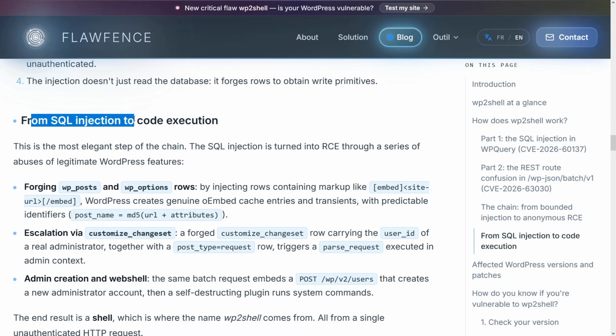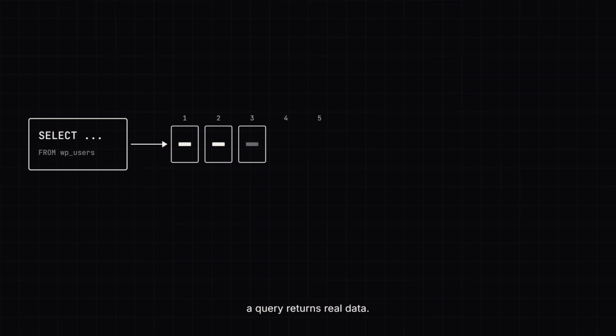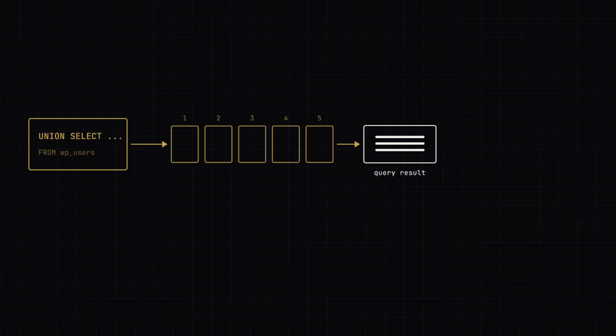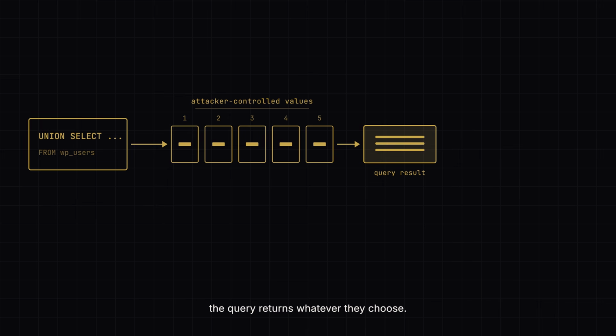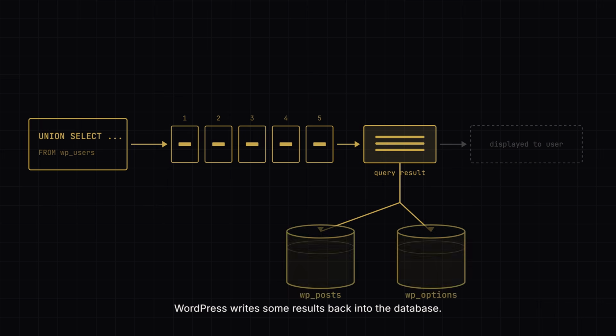Okay, so how did this SQL injection turn into code execution? And this is the most elegant step of the chain. Well, remember, by this point, the SQL injection is fully unauthenticated. Union-based SQL injection doesn't just let you read data, since WP_Query builds a select statement and the attacker controls the values going in it. They can make the query return whatever fake raw data they want. WordPress core actually has code paths where results of certain queries get written back into wp_posts and wp_options.